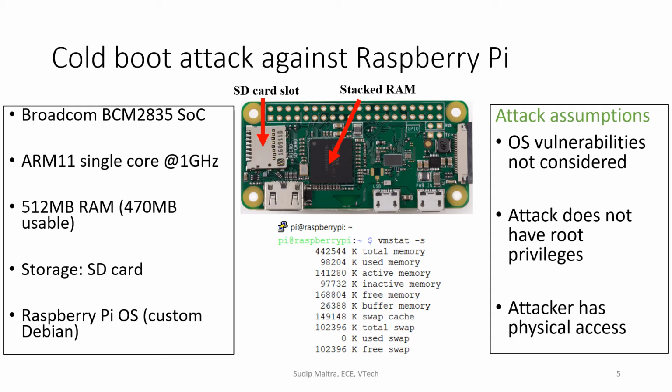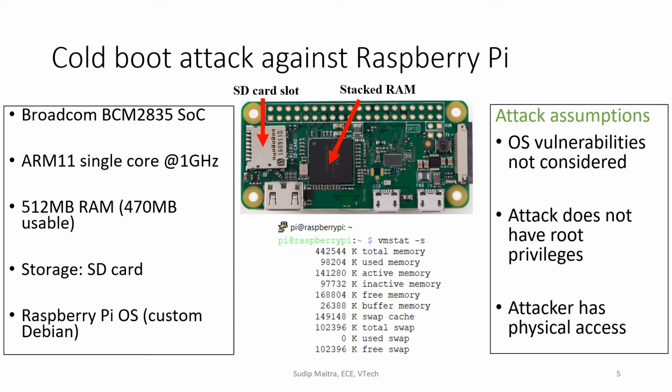As the RAM chip is soldered on, it is not possible to physically remove it from the board, but the SD card is removable. An attacker with physical access can easily swap out the victim's SD card with their own and steal the RAM contents with a lightweight imaging tool.